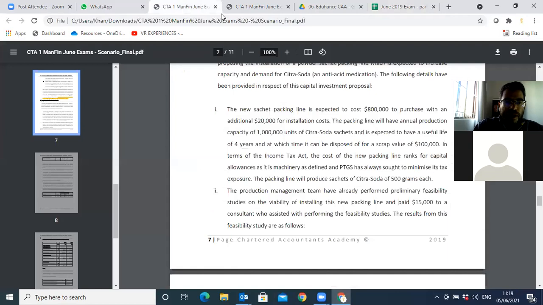Now the next part is the packing line will have an annual production of 1 million. So you must keep that in mind. Your capacity is 1 million, so you can't exceed 1 million. And we know it's 4 years. That's why we did the 4 years. And they say the scrap value will be $1,000 after year 4.